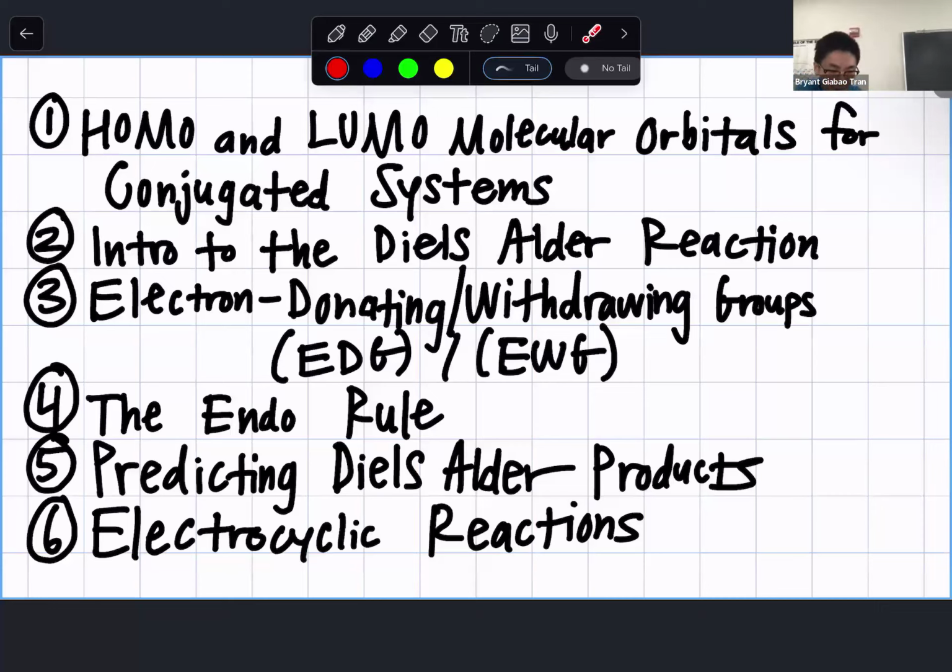Okay, so the plan for today's session is to go over the Diels-Alder reaction with the HOMO-LUMO molecular orbitals behind the reaction. Go over electron donating groups and electron withdrawing groups, or EDGs and EWGs. The endo rule, predicting Diels-Alder reaction products, like the stereochemistry and the regiochemistry behind it, and then if you have time, go over the electrocyclic reaction of ring closing and ring opening.